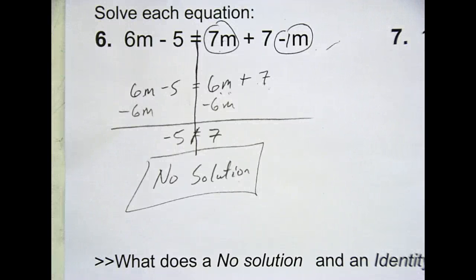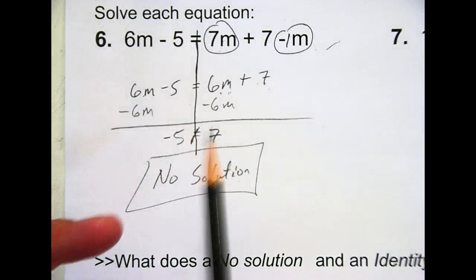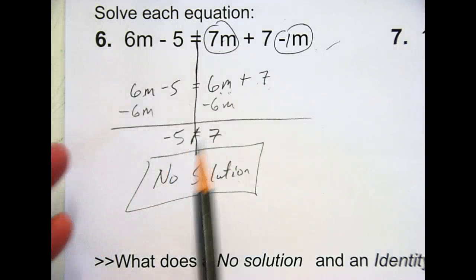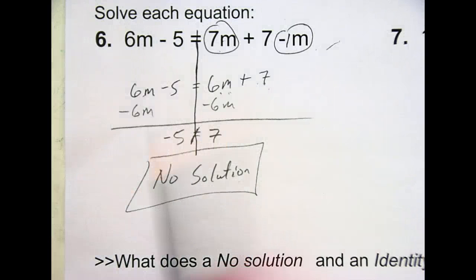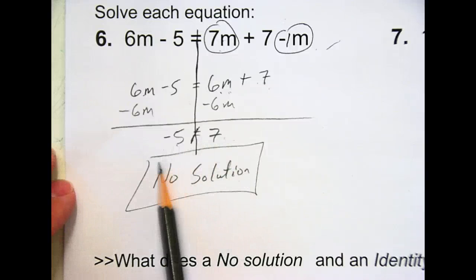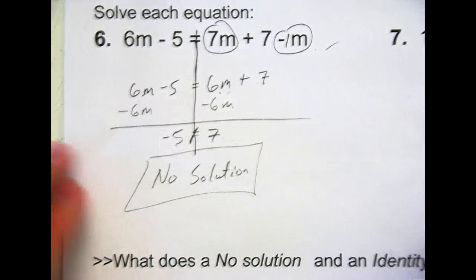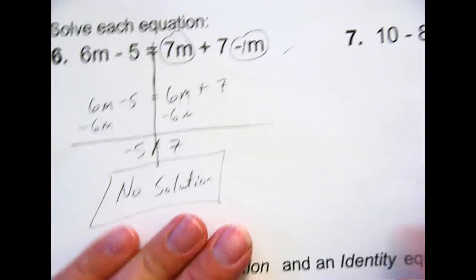Keegan, I got 0 equals negative 2. Is that true? No. That's also no solution. Anytime your variables disappear and you're left with a false statement, then that means no solution in math. So all your variables disappeared and you're left with a false statement. That's no solution. Any other questions on that one?